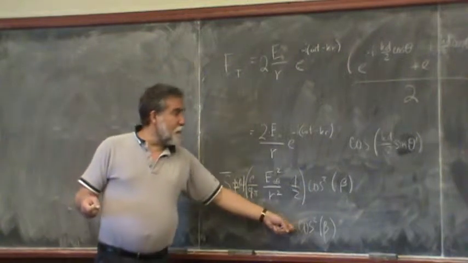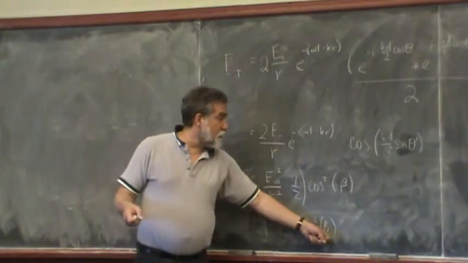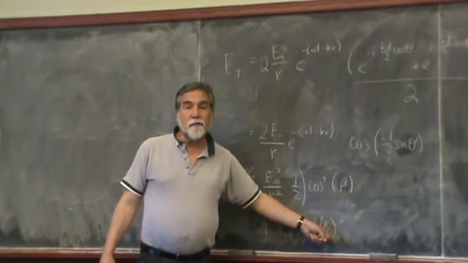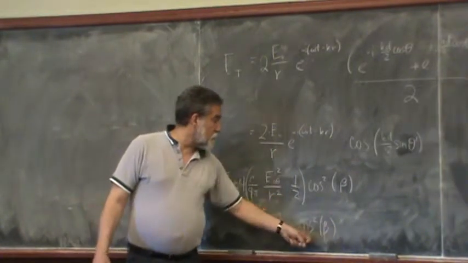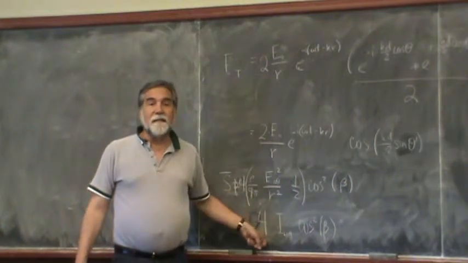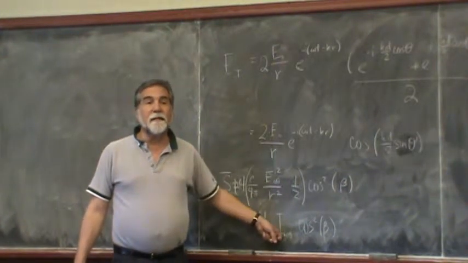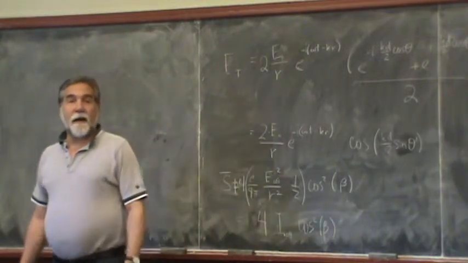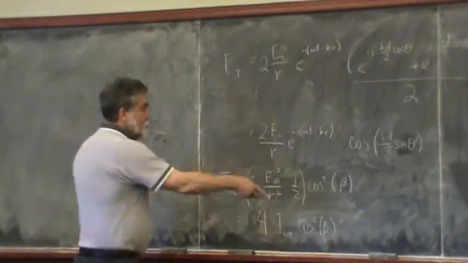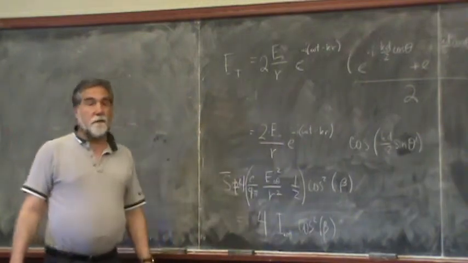Okay? If they're in phase, this tells us what the phase difference between those two sources is. If beta is equal to 0, then this is 1, and the intensity that we observe is 4 times the intensity of one source alone. And if beta is pi, then cosine is 0, and the intensity is 0.